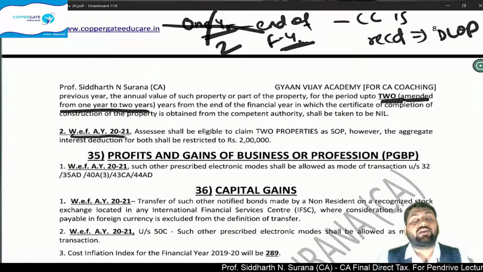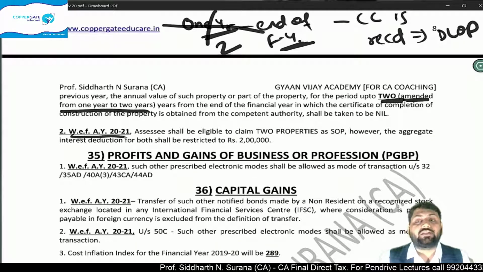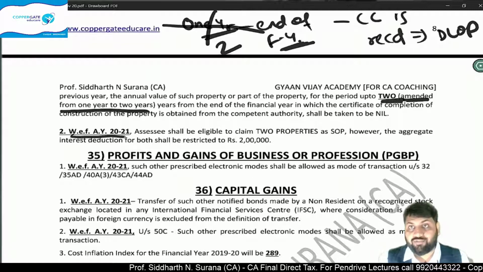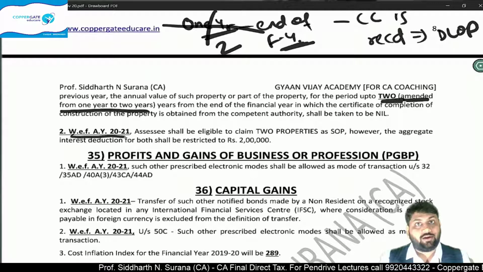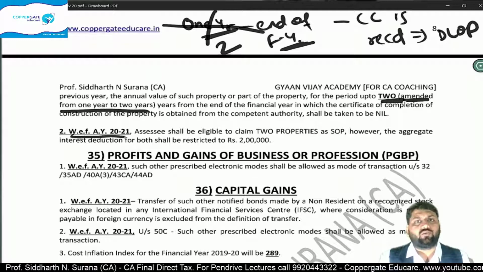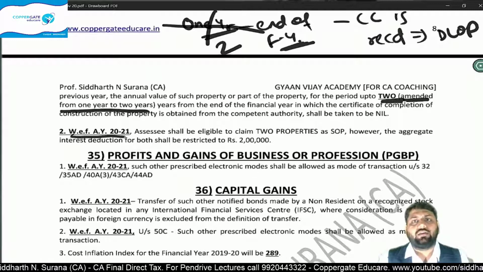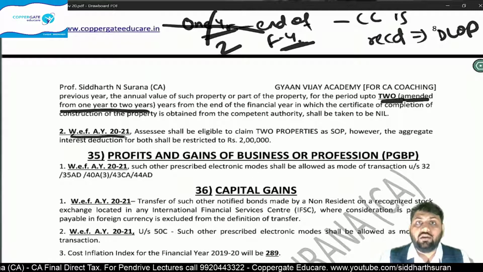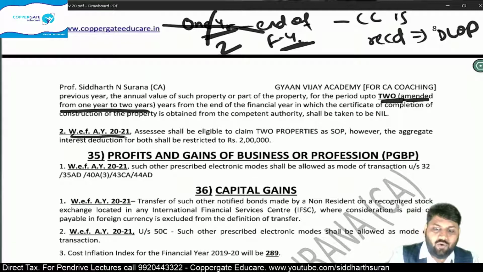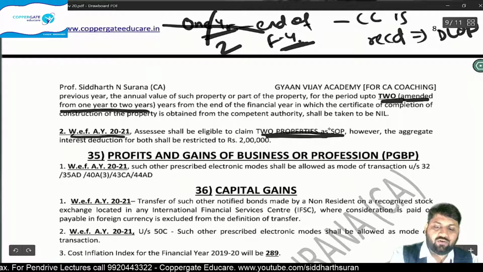Interim budget was basically to give a lollipop just before elections. One of the biggest changes that I have seen in my career as a student and then as a teacher, that amounts to a total career of about 13 years, 3 years as a student and then 10 years as a teacher. In 13 years, one of the biggest changes that I have seen in direct tax, now you are allowed to claim two properties as self-occupied property.